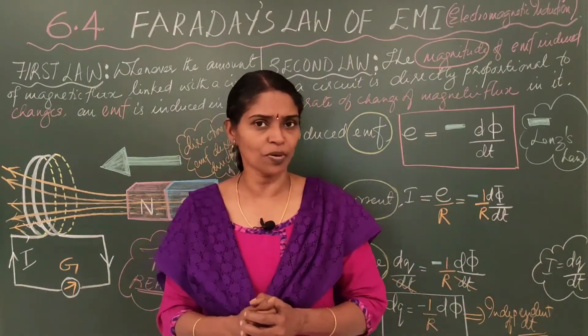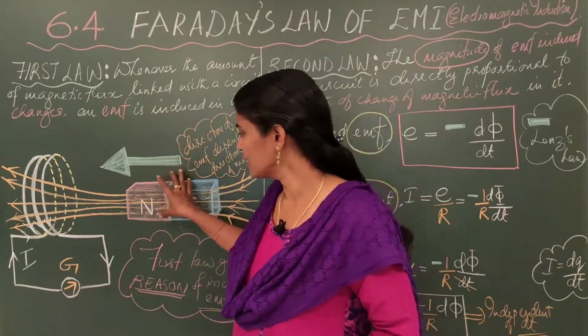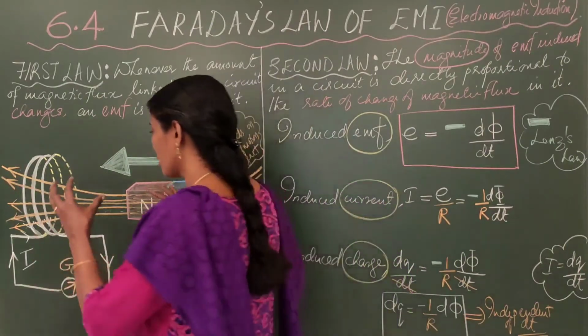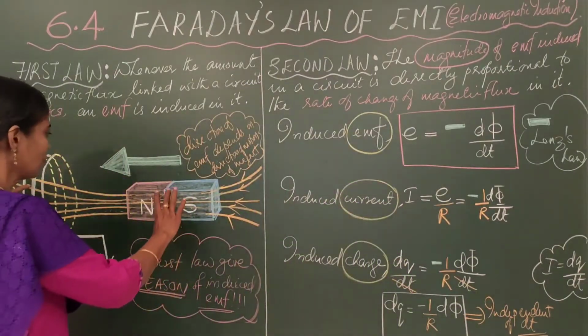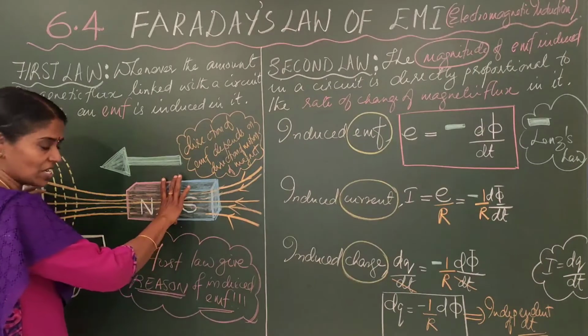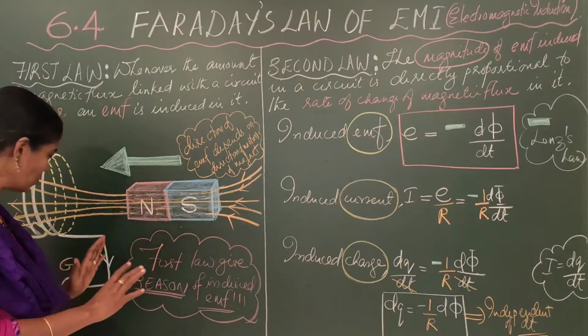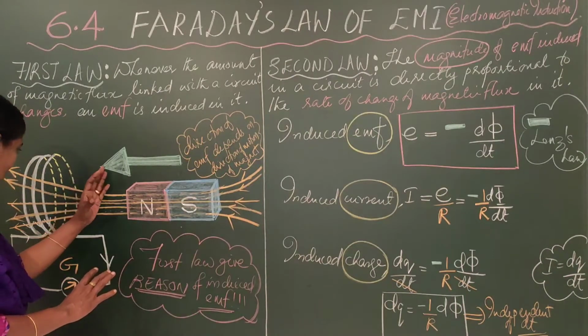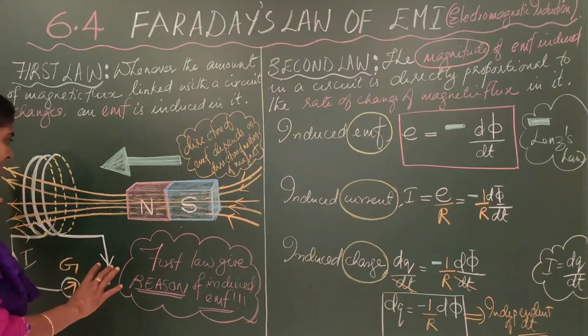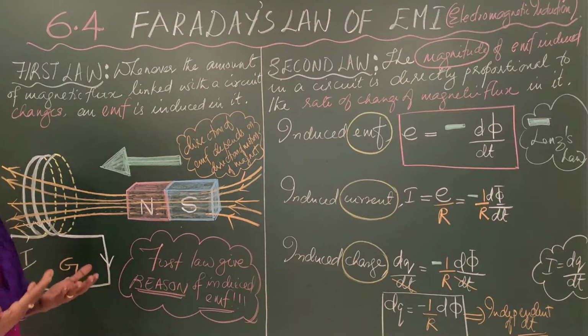And the second experiment was, instead of moving this magnet, you can do it with the coil itself. Keep this magnet stationary. First bring the coil towards the magnet. Then you will see a deflection. Then take the coil out or back. Then you will get the deflection in the reverse manner. So that was the second experiment.